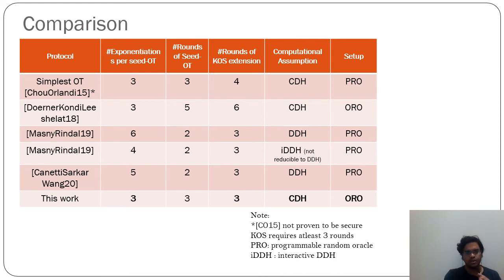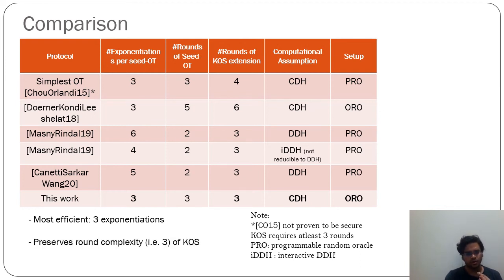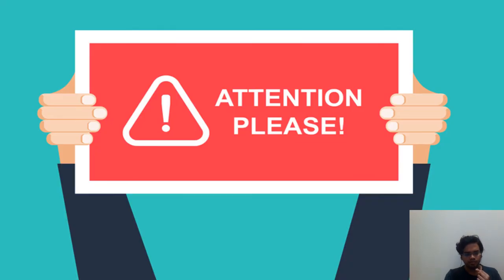In contrast, we aim at reducing the exponentiation cost as well as preserving the round complexity of the KOS OT extension. So we obtain an OT extension protocol which requires 3 exponentiations, and it preserves the round complexity of the KOS, and it is under weaker computational and setup assumptions. In the next half of the talk, I will concentrate on the technical details of our protocol.